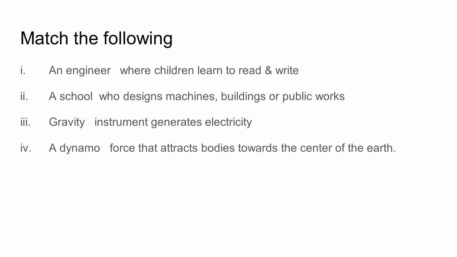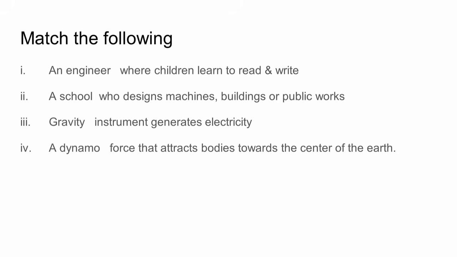And against these, I have attempted to give definitions, and see which fits. So, let us see, an engineer, who could be an engineer here? Someone who designs machines, buildings and public works. What is a school? A school is a place, so that is a general category, where children learn to read and write. So, what are the uses?